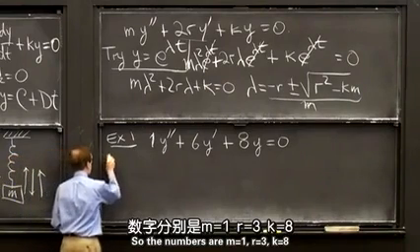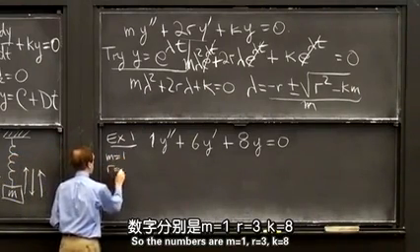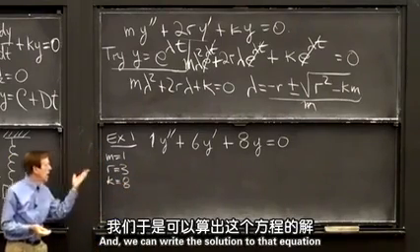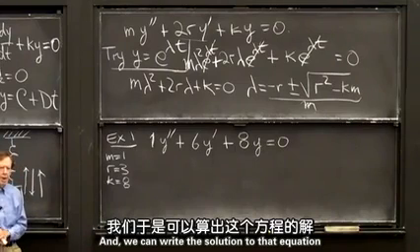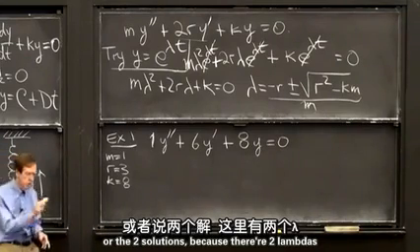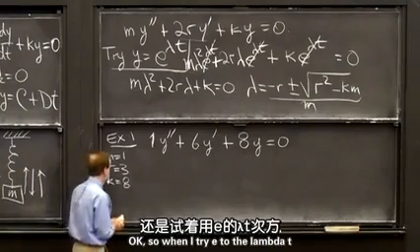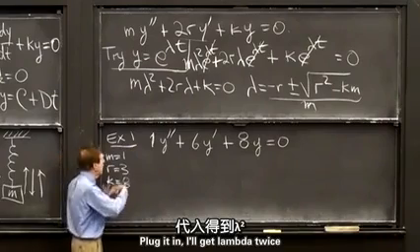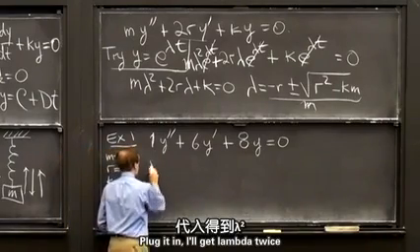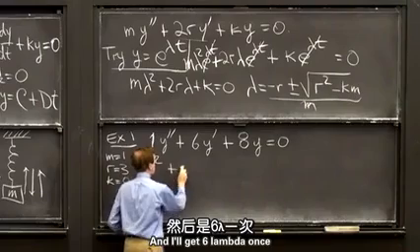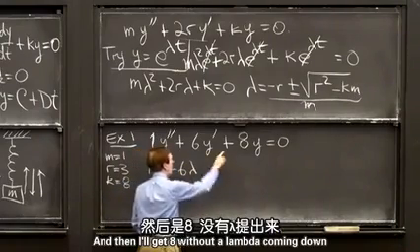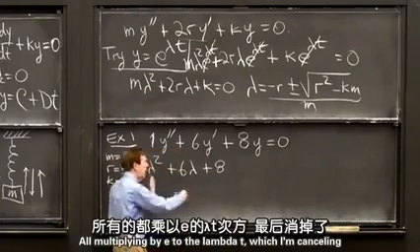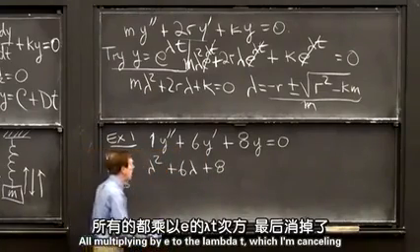So the numbers are m equals 1, r equals 3, k equals 8. And I claim we can write the solution to that equation, or the 2 solutions, because there will be 2 lambdas. When I try e to the lambda t and plug it in, I'll get lambda squared, and then 6 lambda, and then 8 without a lambda coming down, all multiplied by e to the lambda t, which I'm canceling, equals 0.